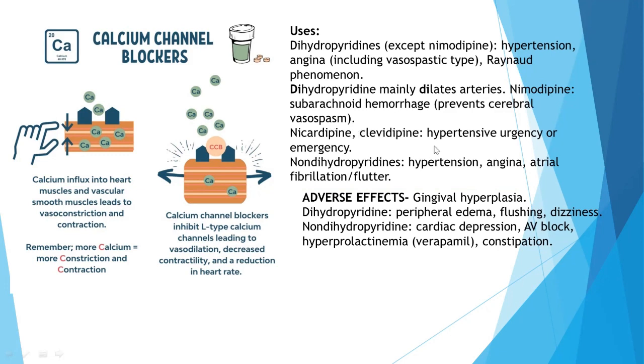Nicardipine and clevidipine are used in hypertensive urgency or emergency, and the non-dihydropyridine calcium channel blockers are used in hypertension, angina, and atrial fibrillation or flutter. Adverse effects of calcium channel blockers include gingival hyperplasia, peripheral edema, flushing, dizziness, cardiac depression, hyperprolactinemia, and constipation. The thing you need to remember from this slide is that CCBs cause peripheral edema, and verapamil causes hyperprolactinemia. These bits of information are very, very important regarding the adverse effects of the calcium channel blockers.